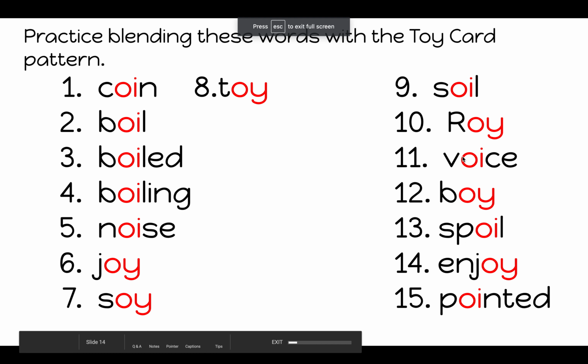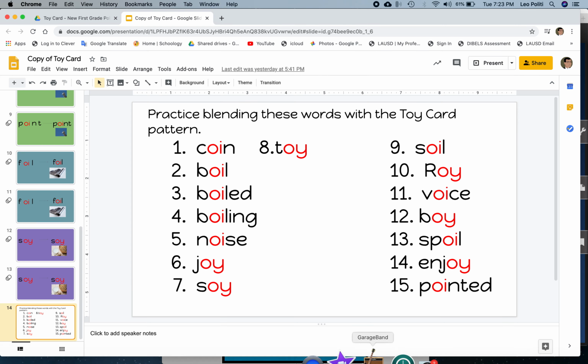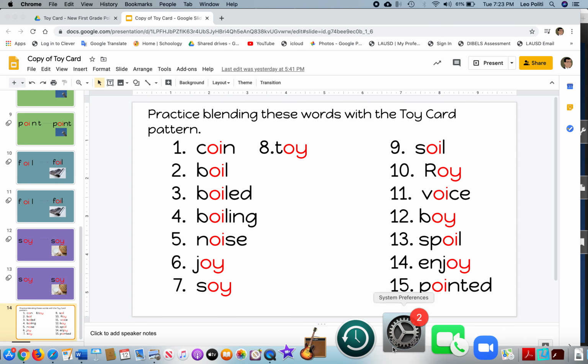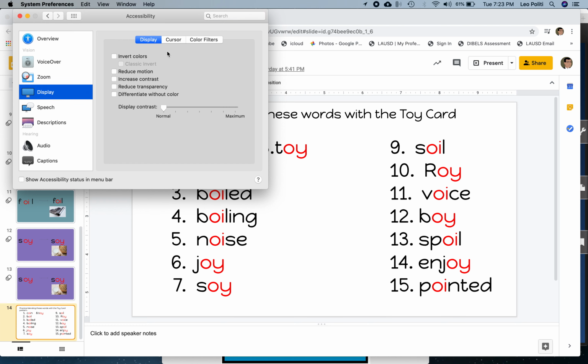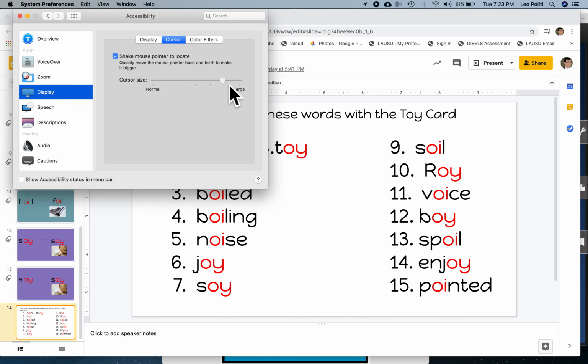Hold on, let me make this. Oh, actually, I need to do one more thing. Um, I need to make the cursor bigger. You see, nice and big.